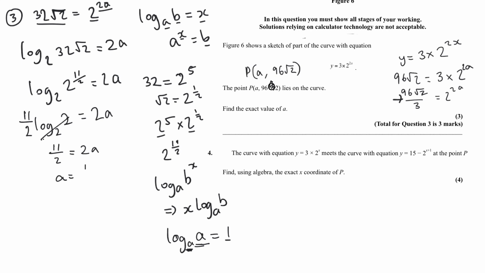To work out what a is, you're going to do 11 over 2 divided by 2. Remember, if you divide, it's the same as multiplying by the flipped over fraction, so that will be multiplied by a half. That's the same as saying 11 over 4 is equal to a, and that's the exact value. You could either write it as 11 over 4, or you can write it as 2.75, because either way, that's the exact value.